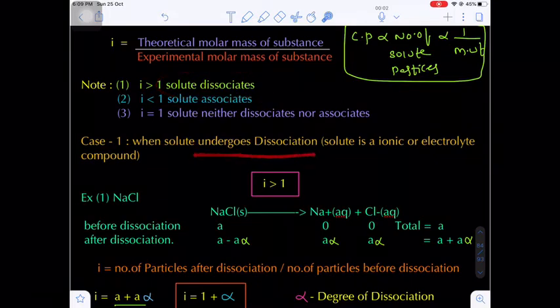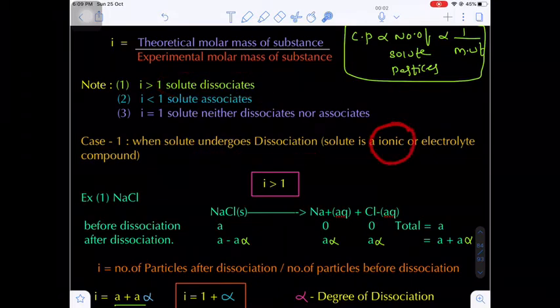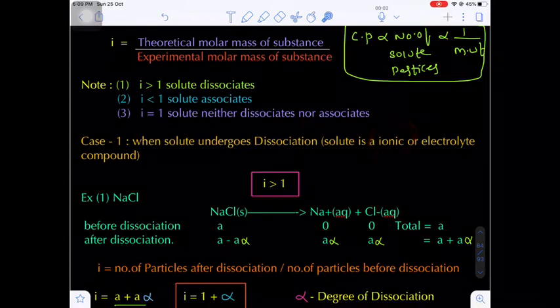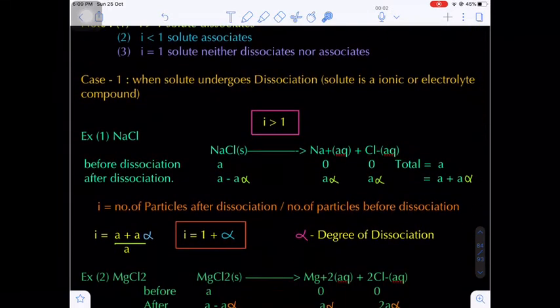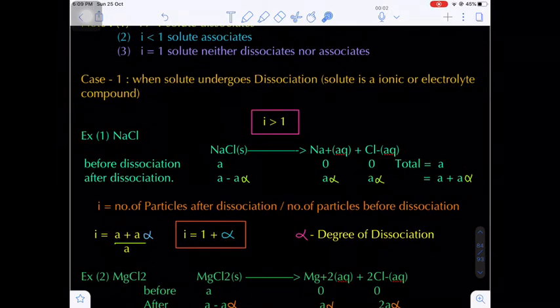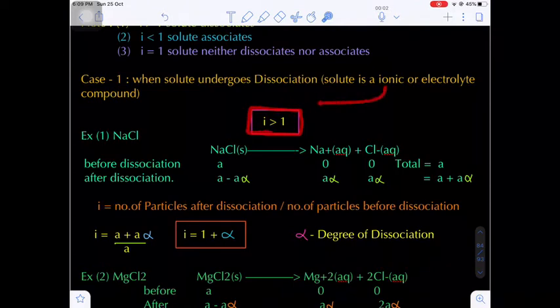When a solute undergoes dissociation, should the solute be an ionic compound? Yes, because only ionic compounds undergo ionization. Sometimes we can also say electrolyte; electrolyte compounds are ionic compounds. Now, what is the i value, the van 't Hoff factor, for ionic or electrolytic compounds? It is greater than 1.